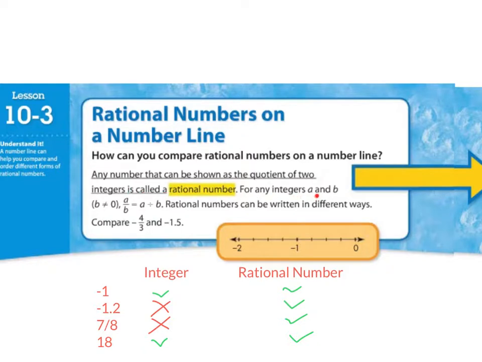For any integers a and b, where b does not equal 0, a divided by b. Just because what I said might have been confusing, I wrote right up here at the top, if there's a 0 on the top or the bottom of a fraction that is not a rational number. That's all that sentence said. Rational numbers can be written in different ways. So they can be written as a fraction, improper fraction like this, or as a decimal.